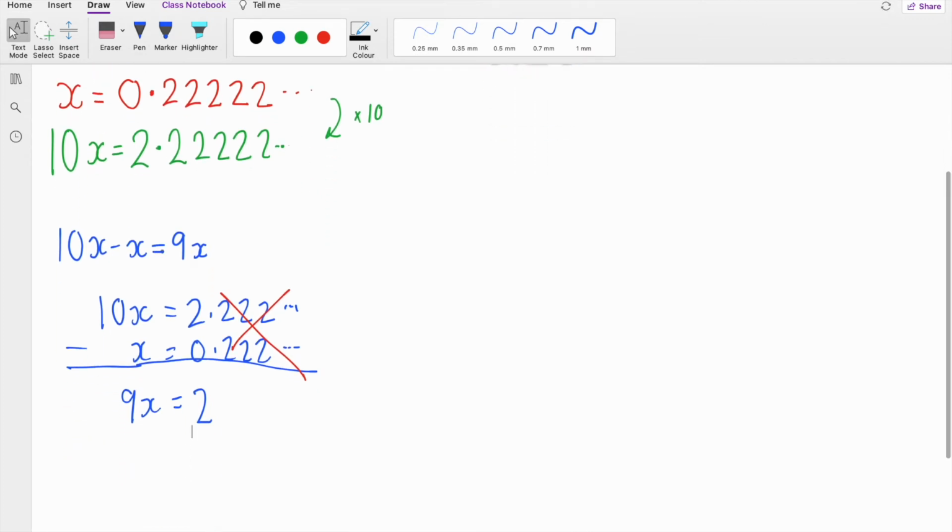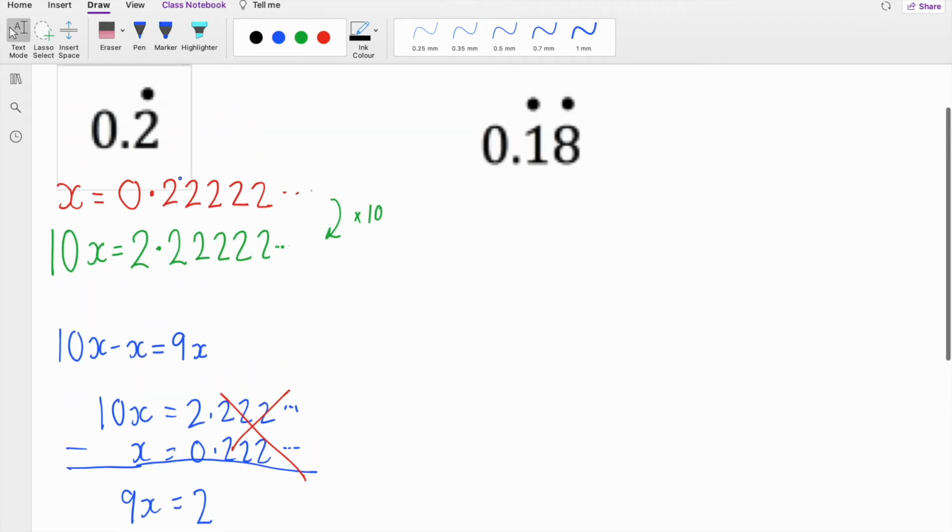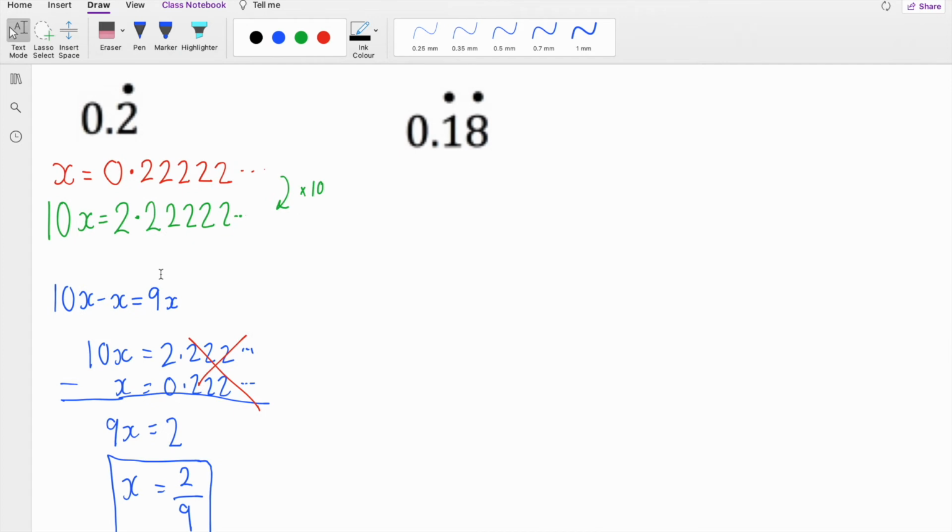Well, to get x on its own, I need to do the inverse and divide by 9. So x is equal to 2 over 9. And that is your answer. You have written a recurring decimal as a fraction. And you can actually check your answer. If you type 2/9 into a calculator, you will get 0.2222 recurring. We're now going to go through another example just to show you what happens when we have two numbers.